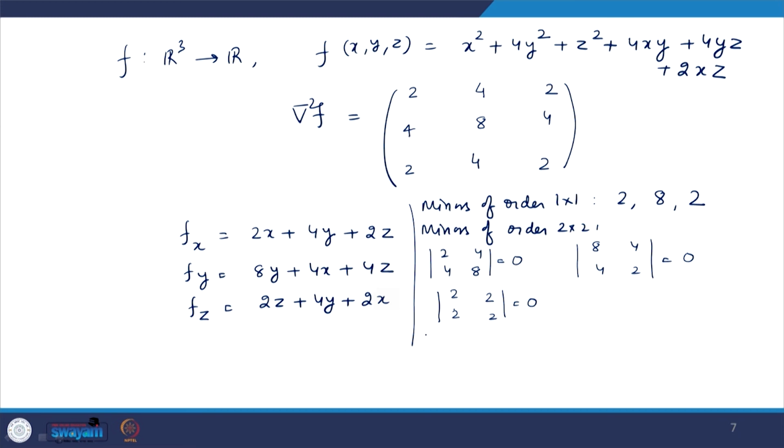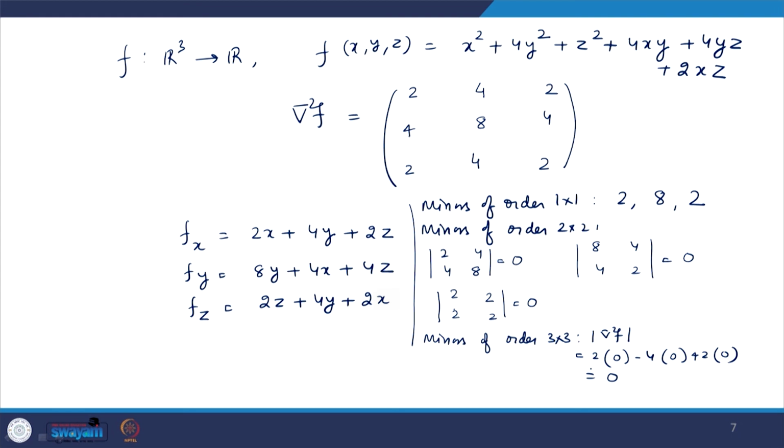So, let us compute minors of order 3 cross 3. Only one minor is there. The minor of order 3 cross 3 is only 1, which is the determinant of this matrix, the determinant of the Hessian matrix, which is equal to what? So, it is 2 times this, 16 minus 16 is 0, it is minus 4, again 16 minus 16 is 0, plus 2, again 16 minus 16 is 0. So, this also comes out to be 0.